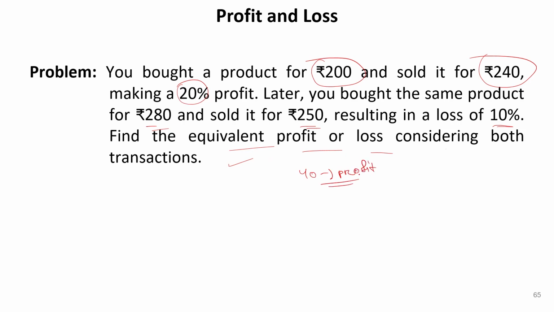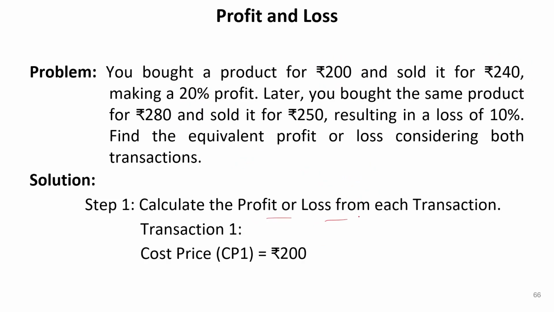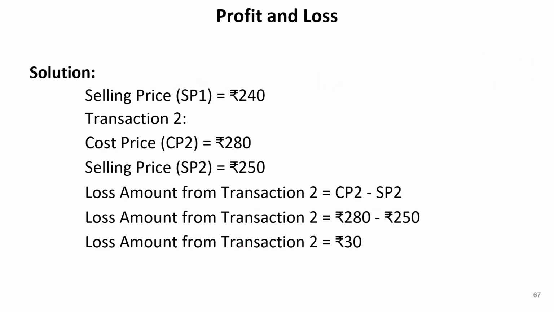And in the second, you got 30 rupees in loss. So in total, you got 10 rupees profit. So the equivalent profit will be 10 rupees. So calculating the profit or loss from each transaction, CP1, CP2, SP1, SP2 are the following. So the loss amount from transaction 2 will be what?